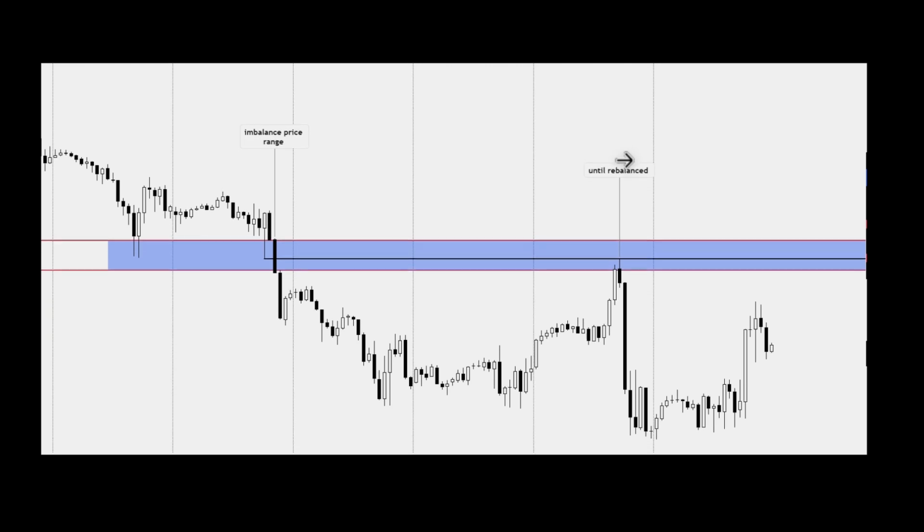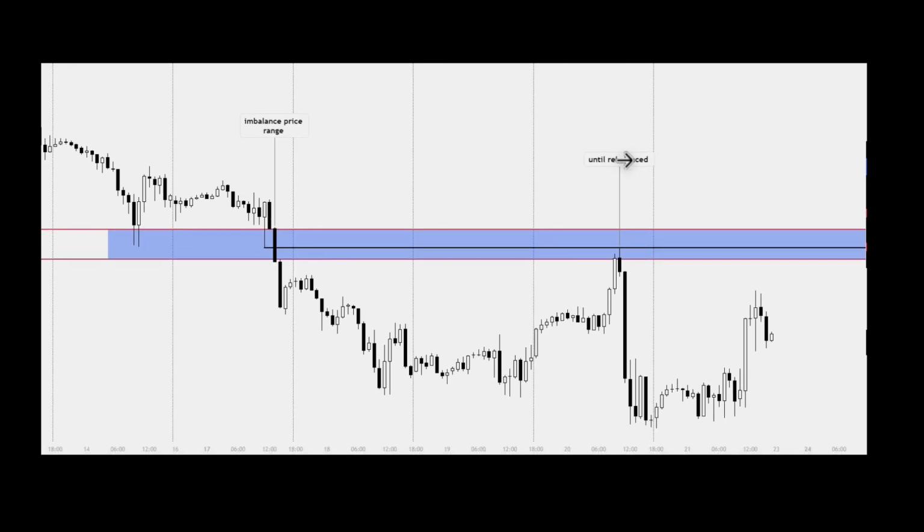Here is a real-time example of an imbalanced price range. As you can see, price is moving in a consolidation. Price breaks down below a swing low with displacement and then keeps moving lower until, four days later, it rebalances the imbalanced price range.